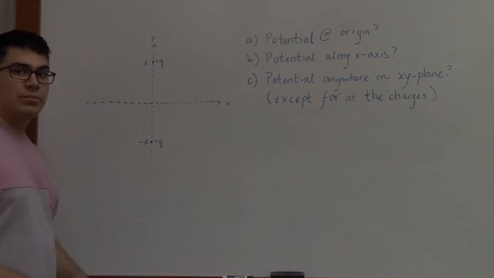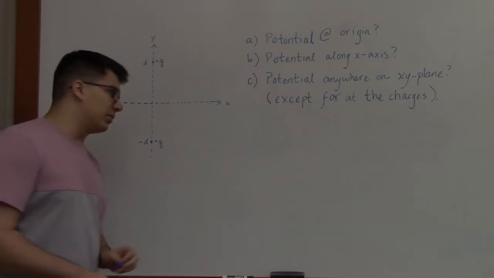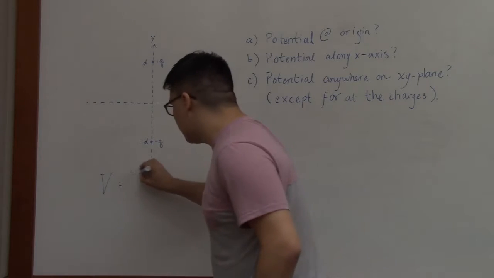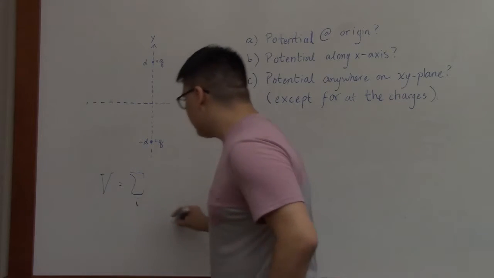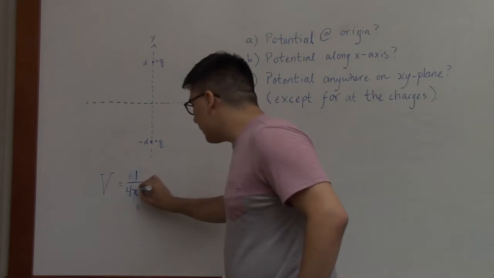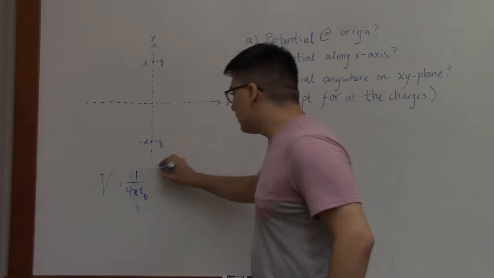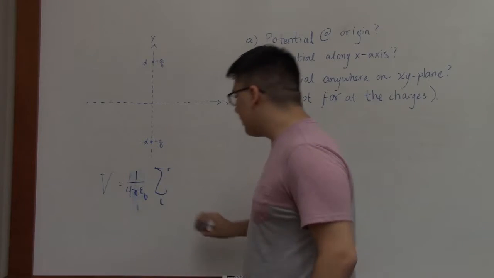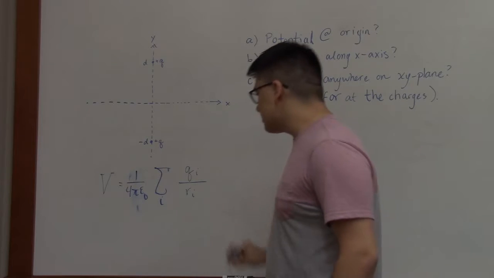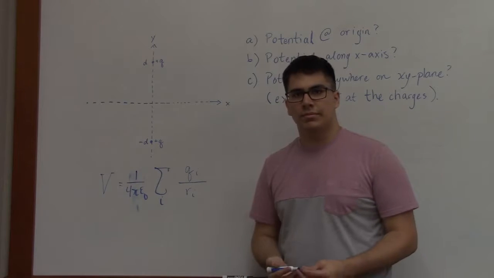For the first part of this problem, before we continue, we have a discrete set of charges. So instead of using the integral definition of voltage or electric potential, I'm going to use this definition here, where the electric potential is 1 over 4 pi epsilon naught times the summation of the individual charges over their distances from whatever that position is.